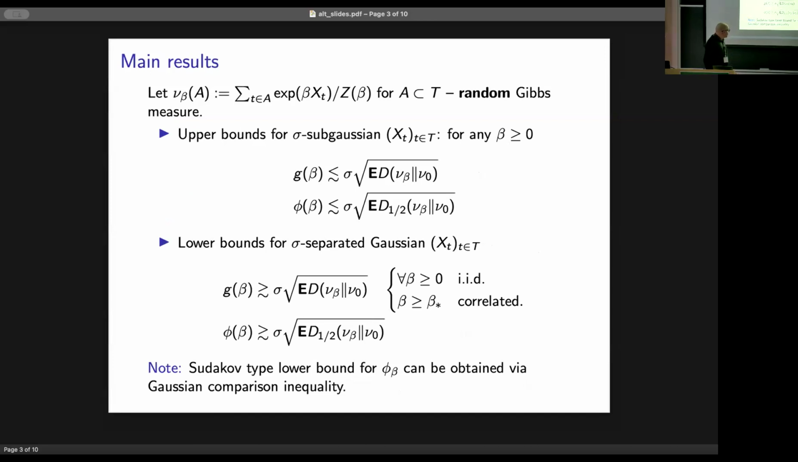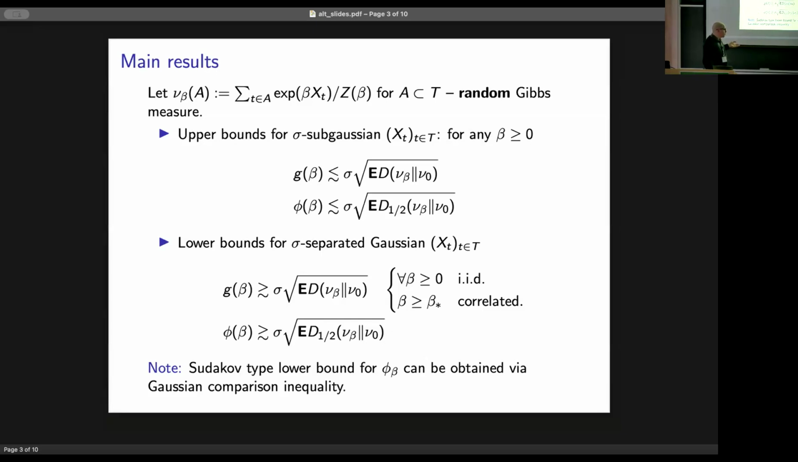And the bounds look like this. The upper bounds have the square root of the expected value of a divergence between the Gibbs measure at inverse temperature beta and the Gibbs measure at inverse temperature 0, which is just the uniform distribution on T. So we have here the Kullback-Leibler divergence for the Gibbs average and the Rényi half divergence for the free energy. And we actually have lower bounds that match this.